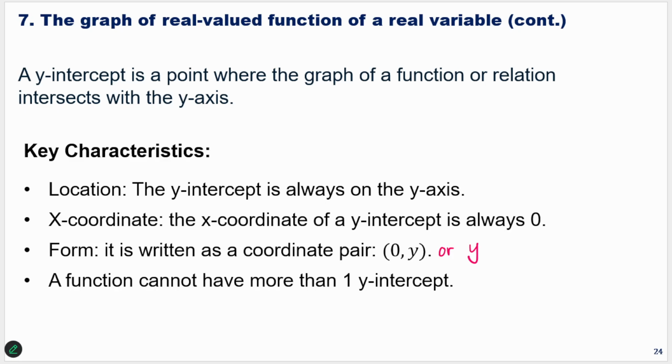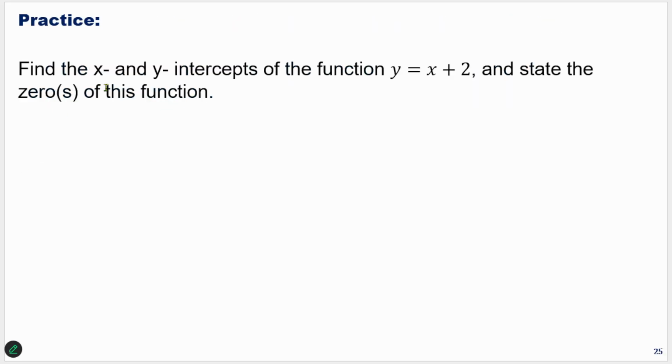Alright, let's have a look at a quick quiz to check your understanding. Can you find the x and y-intercepts of the function y equals x plus 2? Then state the zeros of this function.